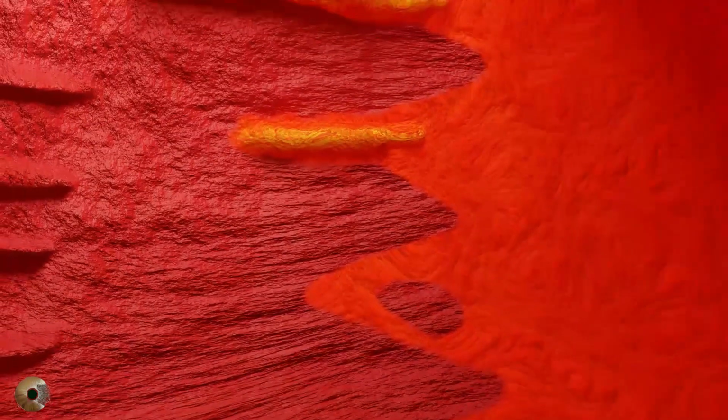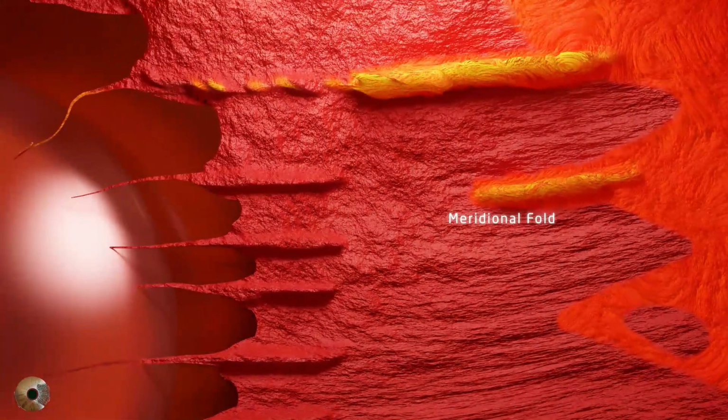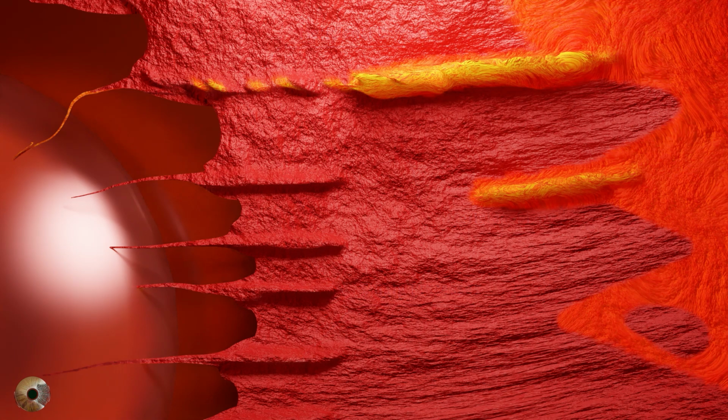Thickened retinal tissue extends into pars plana called meridional fold, which may be aligned with a ciliary process to form a meridional complex. Such meridional complexes can cause traction on the adjacent retina and can lead to formation of a retinal tear. Most retinal tears, anyway, occur in the peripheral retina anterior to the equatorial retina.